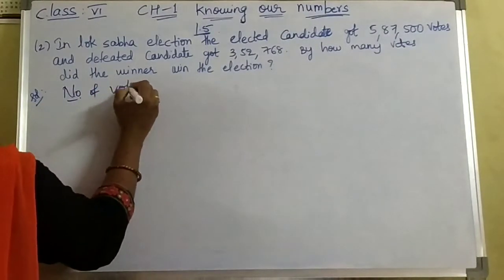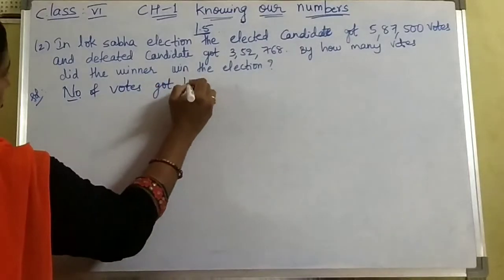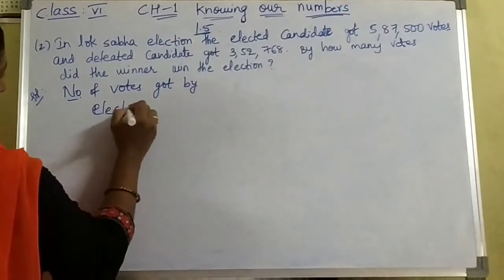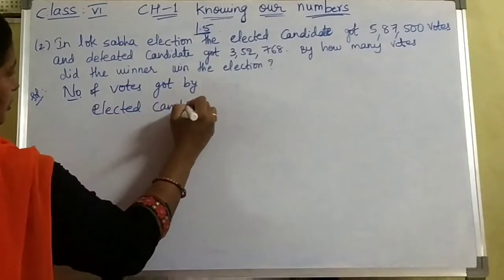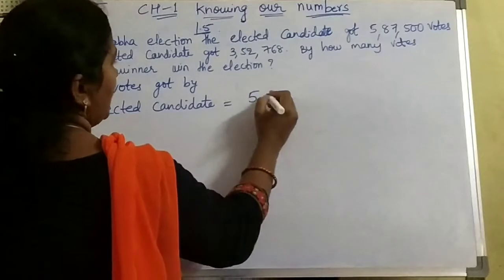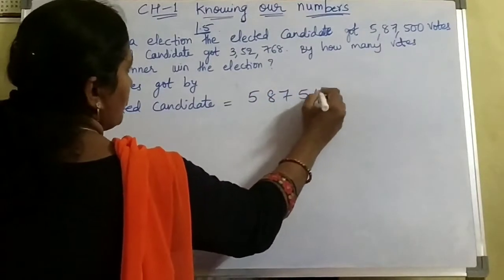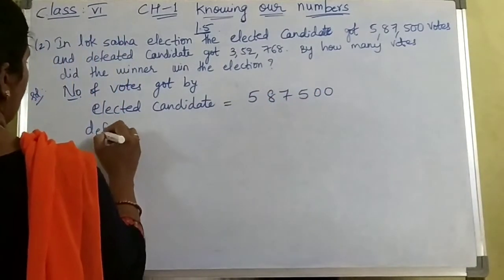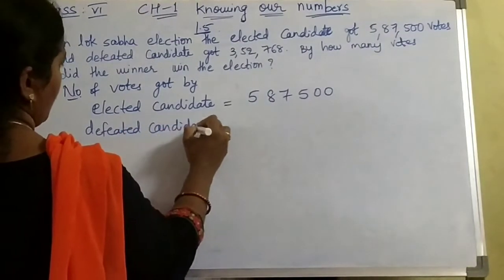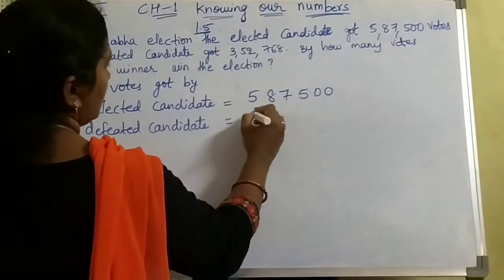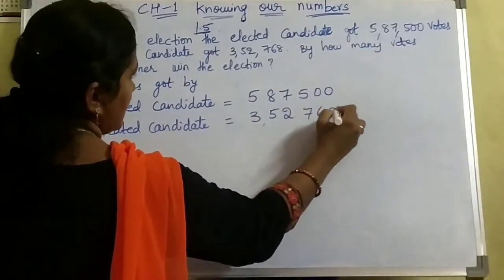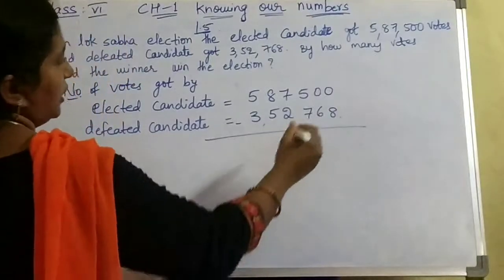Number of votes got by the elected candidate. How many did he get? 5,87,500. And the defeated candidate. Defeated candidate got 3,52,768. Do subtraction. Here 0.